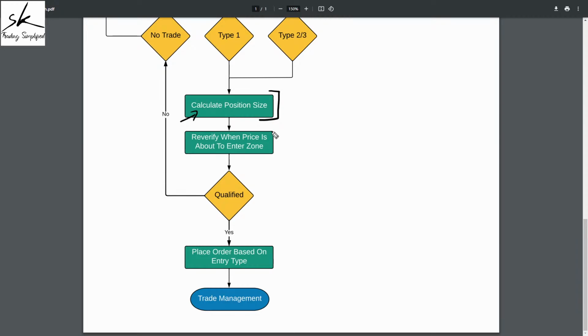Now, whenever the prices are back, we'll have to re-verify, does it still match with our trade plan, because the markets are not static, markets are dynamic, conditions are changing almost every other second. So we'll have to double check it is still matching with our trade plan. If it is qualified, we'll place our order based on the entry type.